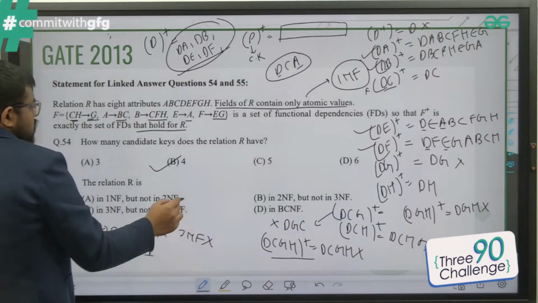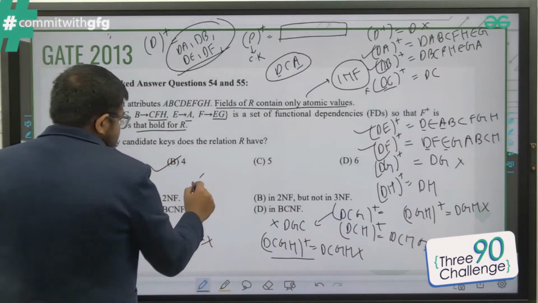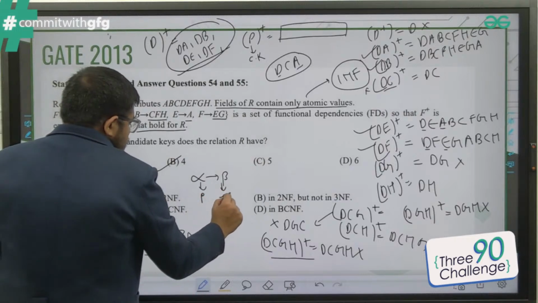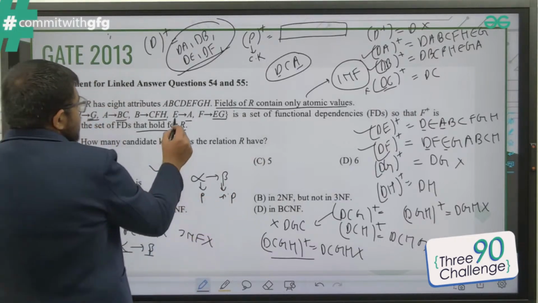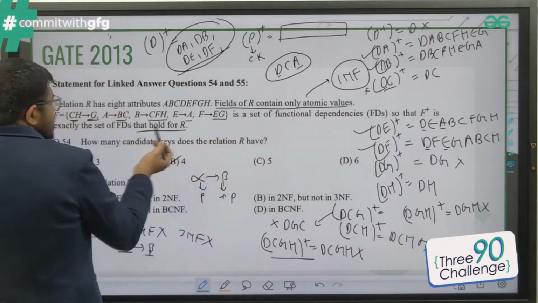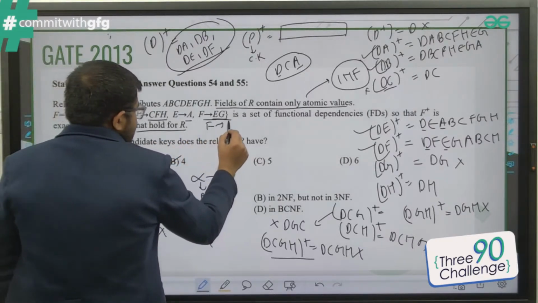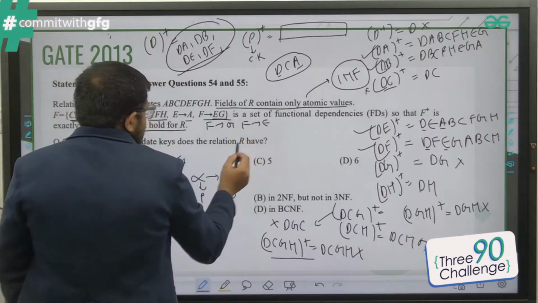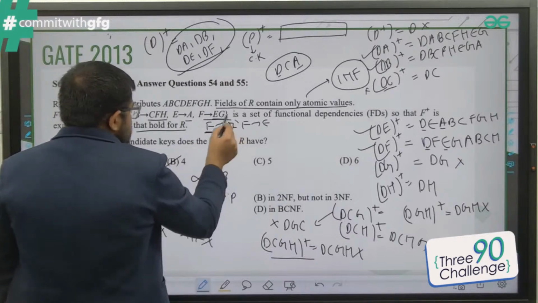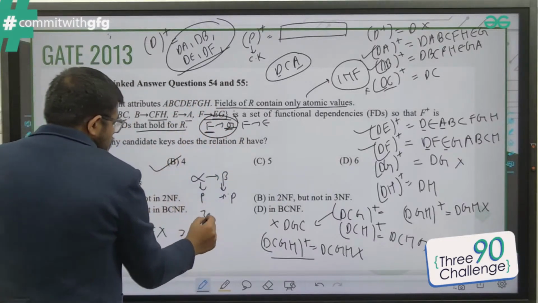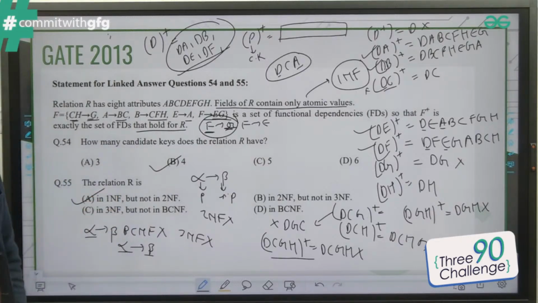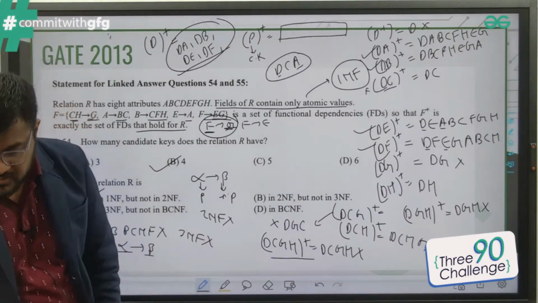So 2NF. For 2NF, there must not be any partial dependency. Partial dependency means this is a part of the key, a prime attribute, and this is a non-prime attribute. Now F gives me EG. So I can write F gives me G and F gives me E. Now F is a prime attribute because it is a part of the key and G is a non-prime attribute. So this is a partial dependency. So it is also not in 2NF. So the answer is it is in 1NF but not in 2NF. Okay. Good, Pawan. Correct answer.